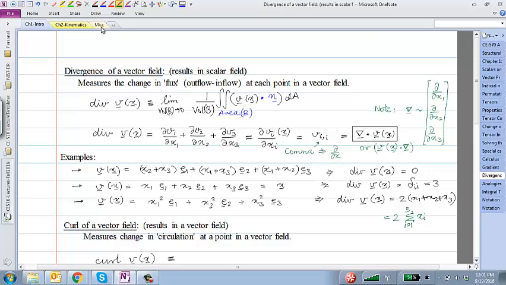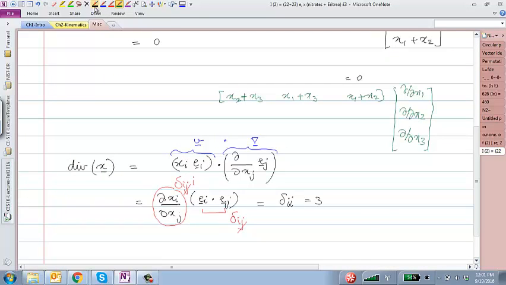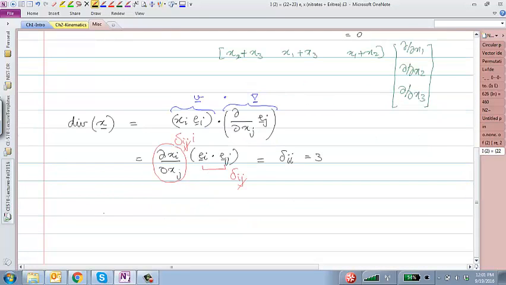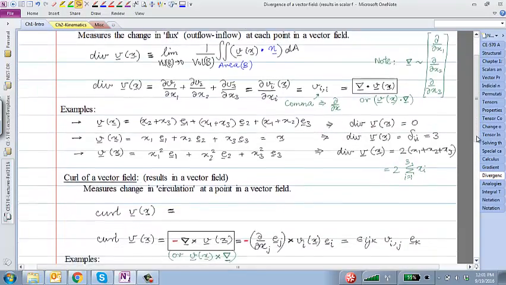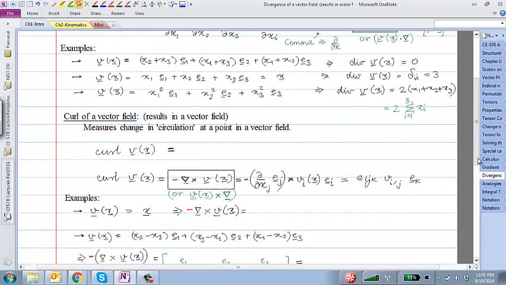Okay, good question. Can I write that as 2xi ei? We cannot do that because this 2xi ei is a vector, right? And yes, it would imply x1 in the e1 direction plus x2 in the e2 and so on. So that is not equal to 2x1 plus 2x2 plus 2x3. All right. Any questions on this?